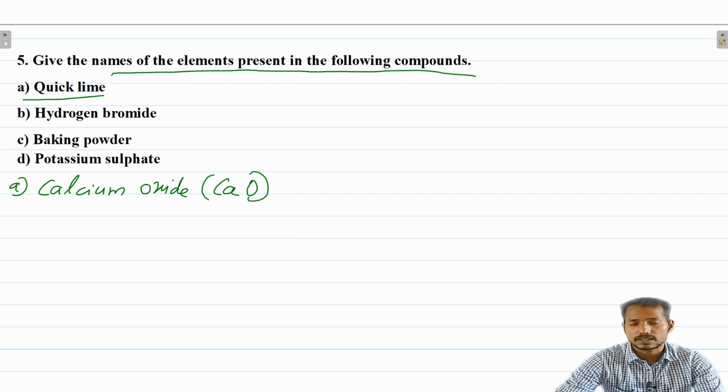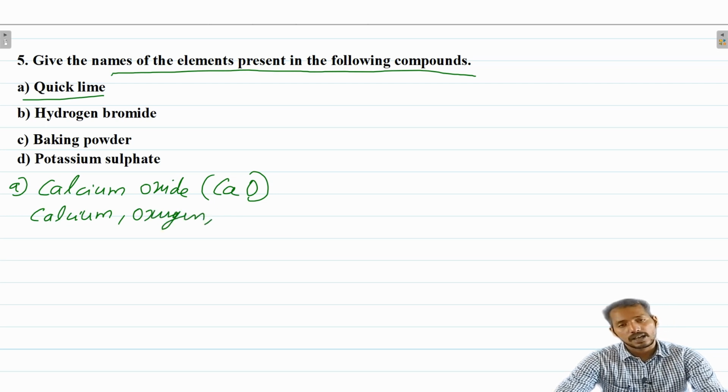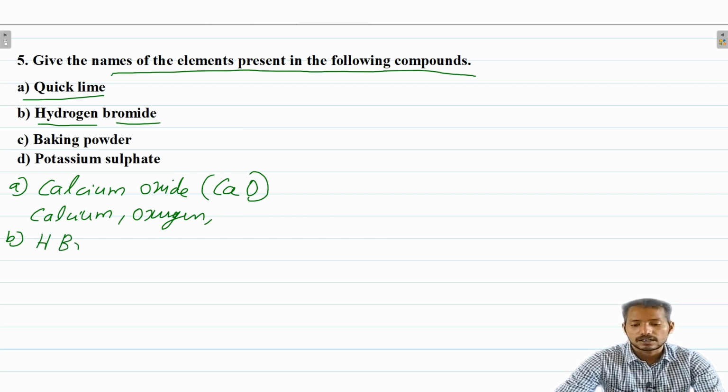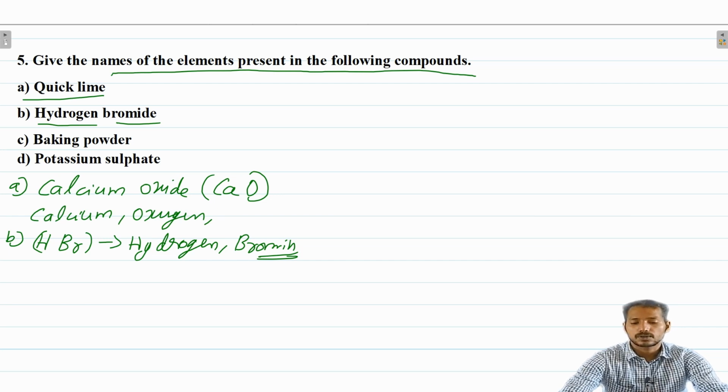So what are the elements present in here? Calcium and oxygen. These are the elements present in the compound. Second one is that option B, that is hydrogen bromide. Very simple one. What are the elements present in the hydrogen bromide? The chemical formula is HBr. Hydrogen bromide. So the elements present in this hydrogen bromide are hydrogen and bromine. Clear?